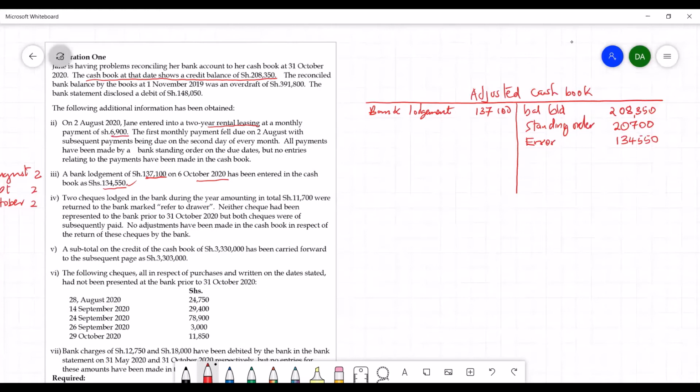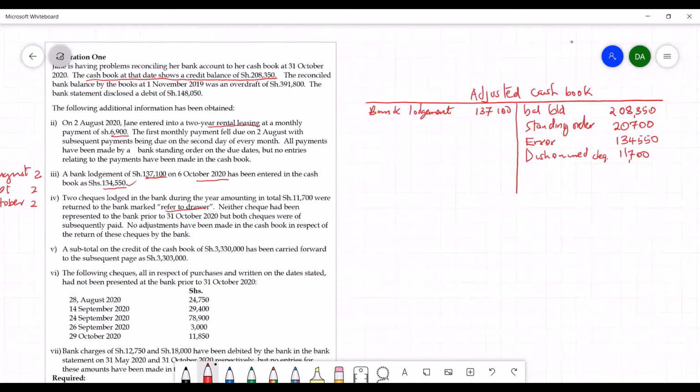Right. So this is what's called a dishonored check. And if it is a dishonored check, then we need to record the dishonored checks on the credit side. So here we have the dishonored check, which is 11,700.